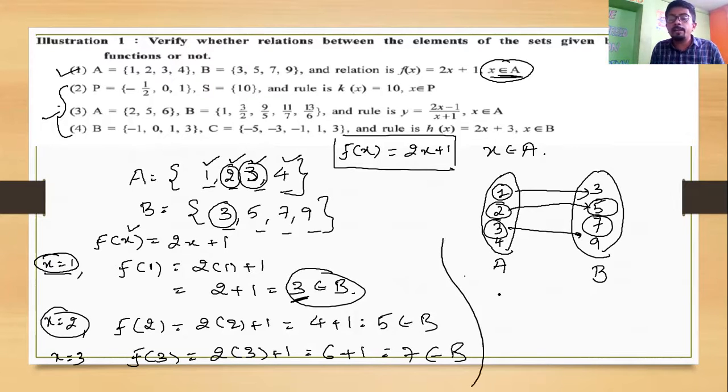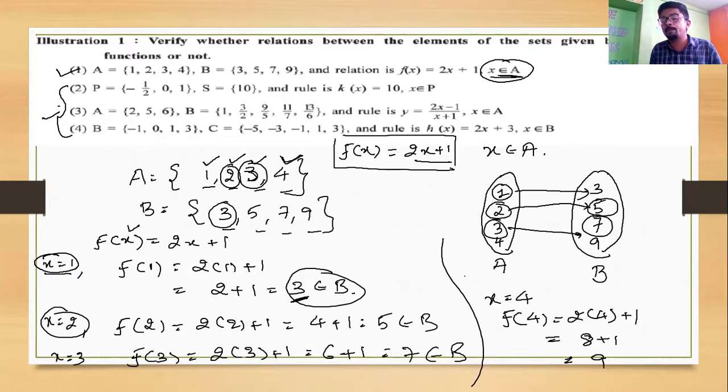Proceeding like this only, let us take x equal to 4, the last element. So what do we get? f(4) is equal to 2 into 4 plus 1, because it is 2x plus 1. So in place of x, 4. So 2 into 4 plus 1, that will be 8 plus 1, and 8 plus 1 will be 9. So we get the image of 4 as 9.